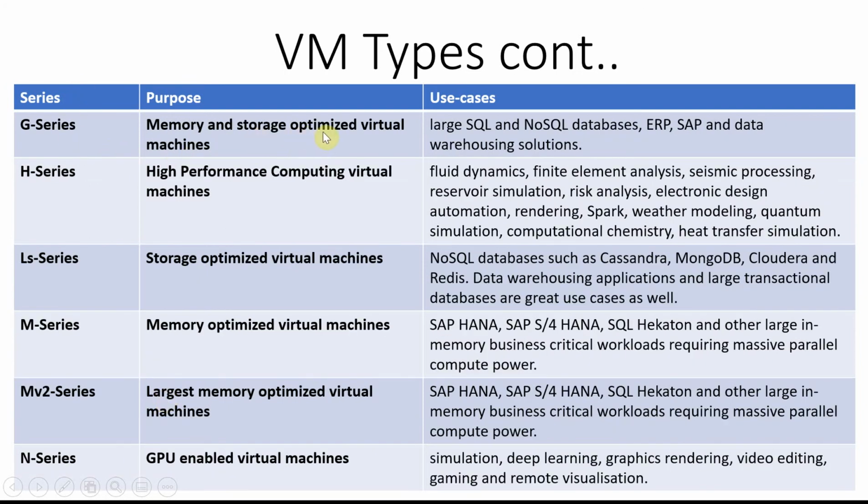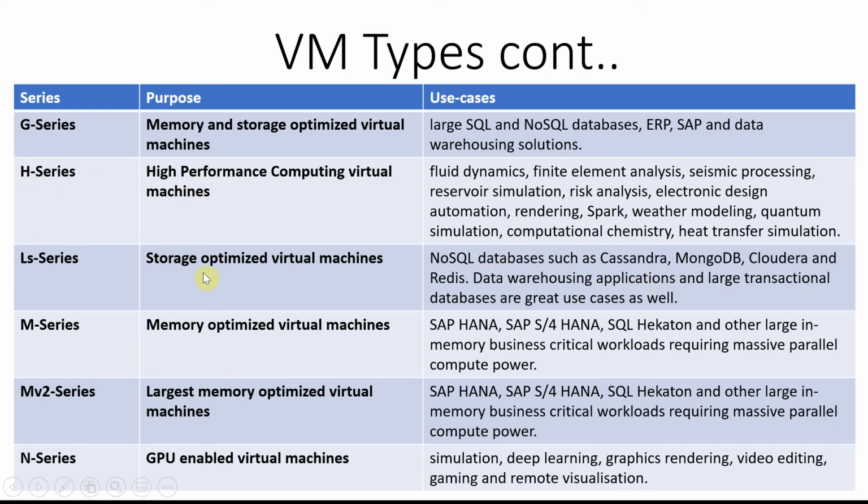Memory and storage optimization. So it's a combination of memory and storage put together, especially for your databases, large SQL or NoSQL databases, that you want to install on this VM. Then high performance computing requirements, the H series, primarily for fluid dynamics, Spark, and those automation aspects, seismic processing. All these kinds of use cases use this high performance compute H series.